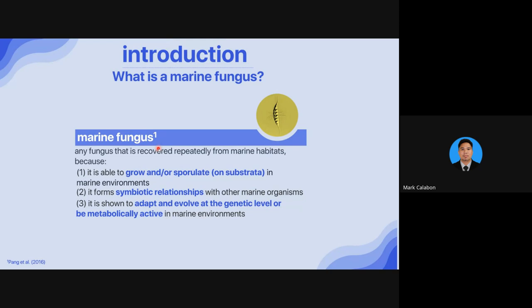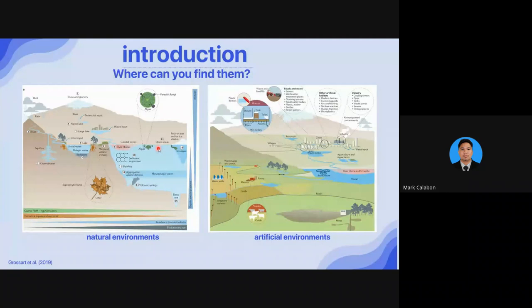So marine-derived fungi already equal marine fungi. So when you see publications dealing with Aspergillus and Penicillium, they are already included in the classification of marine fungi. So where can you find them? Basically from the intertidal, from the coastal area, from the intertidal rocky shore to littoral to subtidal and deep sea, you can find marine fungi.